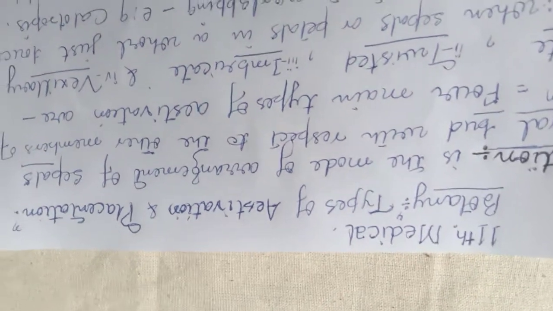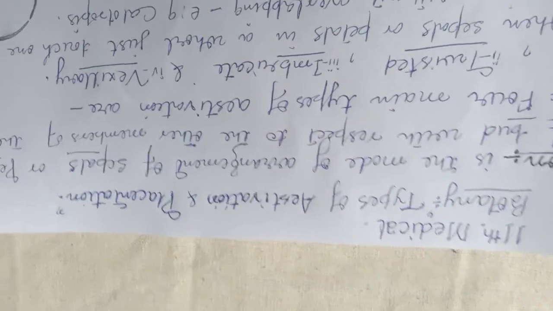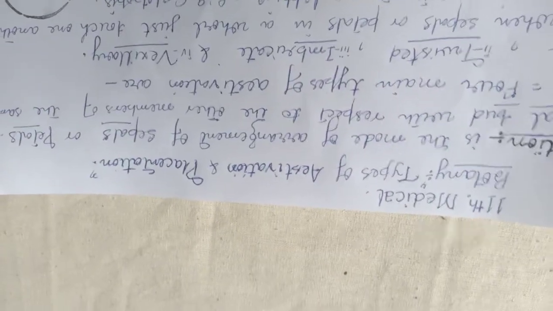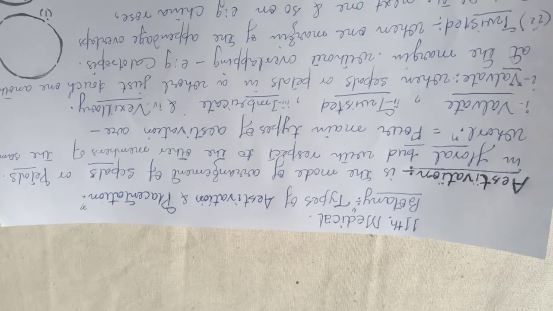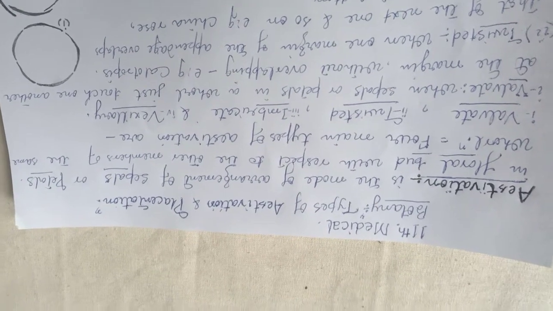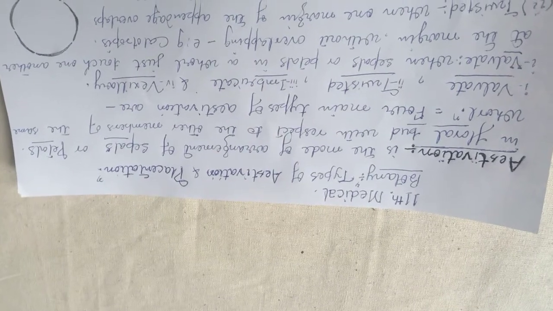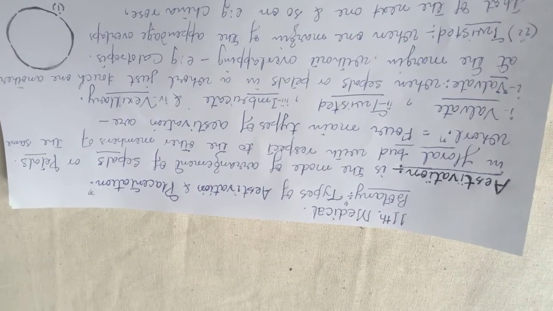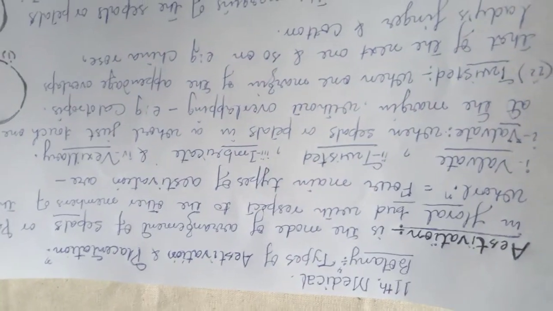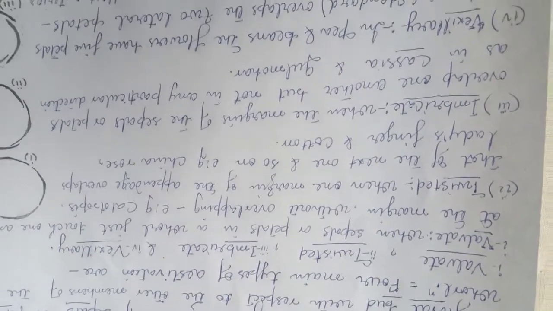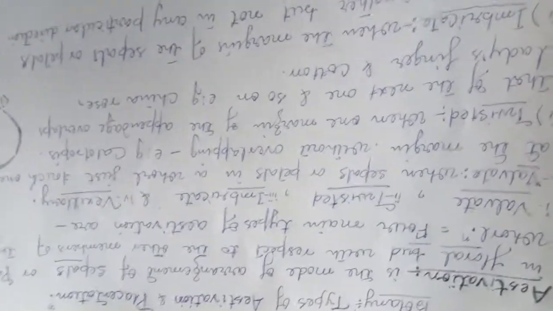My dear students of 11th Medical, today in botany we are going to take up types of aestivation and placentation. Aestivation is the mode of arrangement of sepals or petals in floral bud with respect to the other members of the same whorl. Four main types of aestivation are valvate, twisted, imbricate, and vexillary.